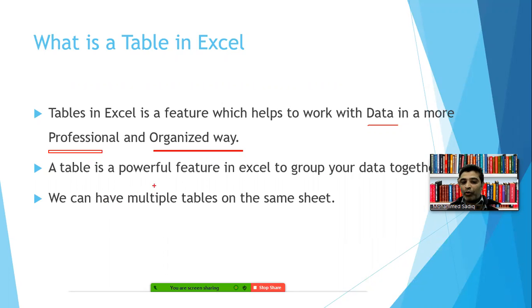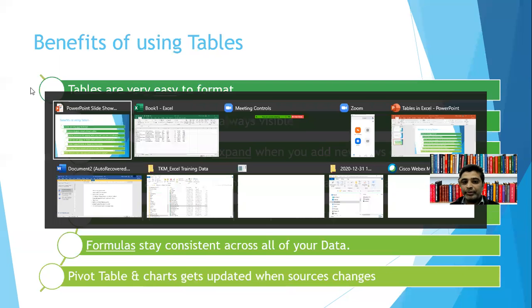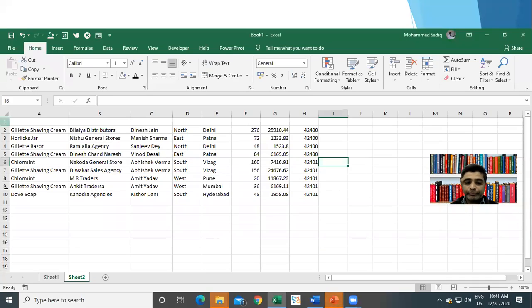A table is a very powerful feature in Excel that groups your data together. That means we can group a large amount of data into a single entity called a table. In Excel, multiple tables can be added in the same sheet. Now, the table has a lot of benefits. We'll look into some of them. The first benefit is that tables are very easy to format. We'll look into how we format tables and how we work with them.